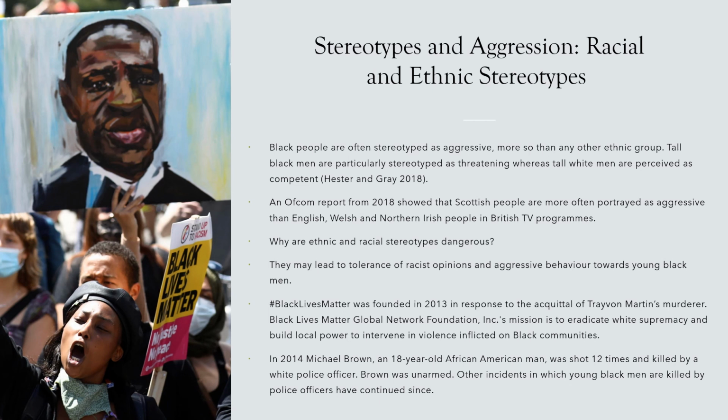Another example is in 2014, Michael Brown. You might have heard about him. He was 18 years old and he was shot 12 times and killed by a white police officer. Brown was unarmed. Other incidents in which young black men are killed by police officers have continued since. So this always happens. And why does it happen?